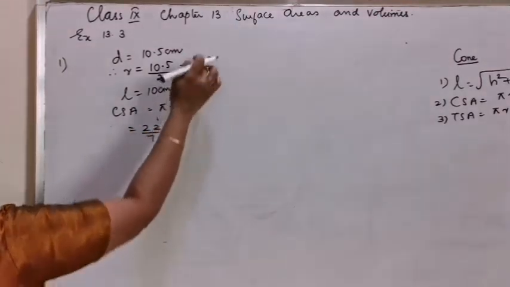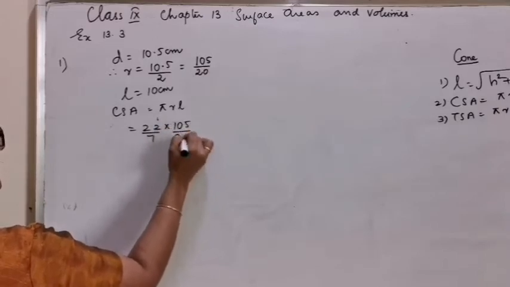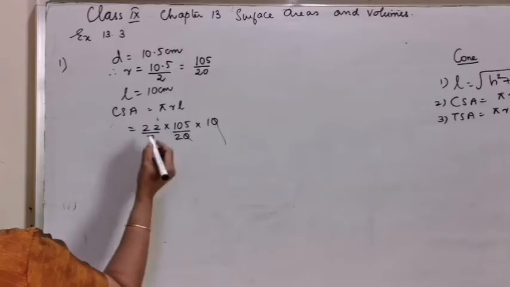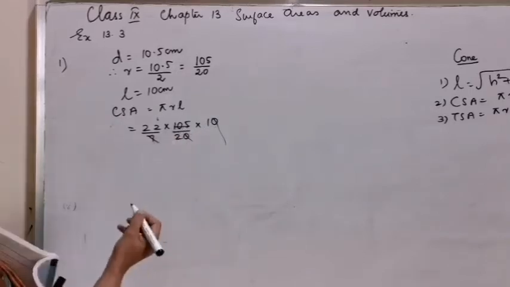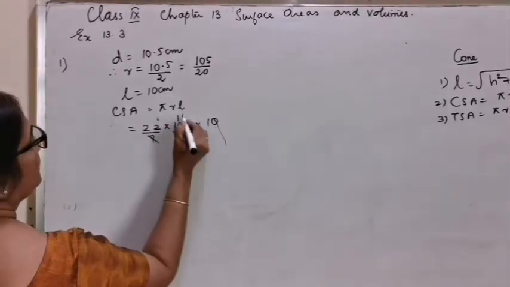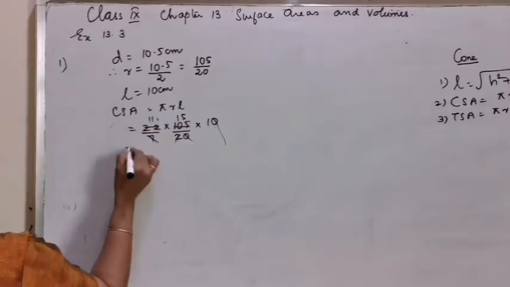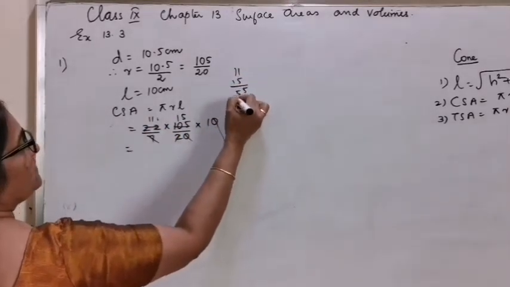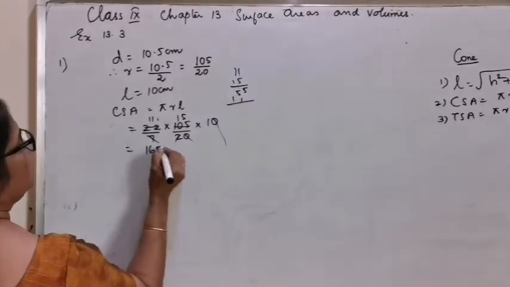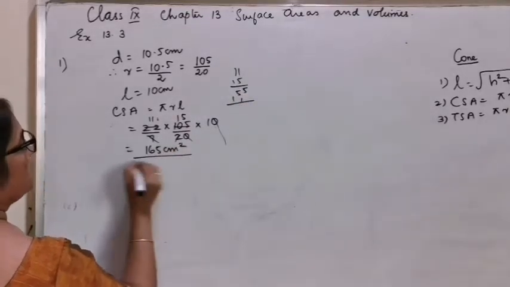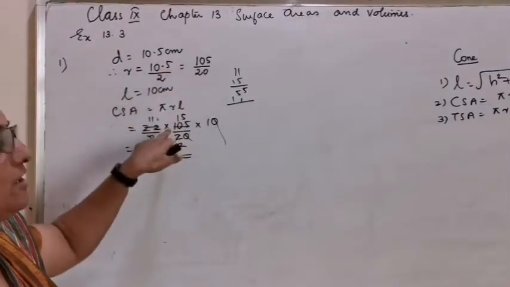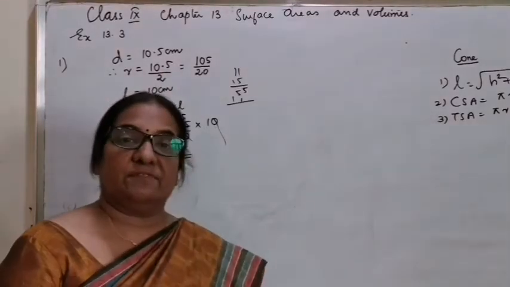22 by 7. Radius is 105 by 20 into slant height is 10. This gets cancelled. Now 7 and 105, 7 ones are 7, 35 and 2 and 11. So what will be the final answer? 11 into 15, 1 5 is 5, 1. Which is equal to 165 centimeter square. When you avoid the decimals and arrange it as a fraction, the calculation will be very easy.